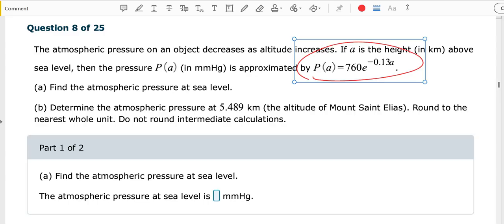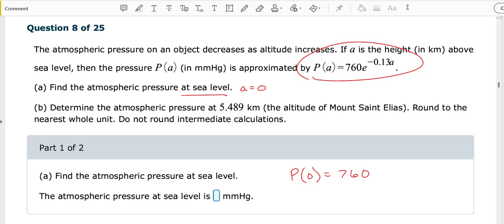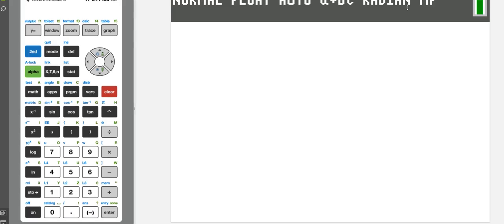Okay, A is the height above sea level. So at sea level, A is going to equal 0. So we need to find P of 0. On our calculator, we're going to type in 760 e to the negative 0.13 times 0. I get 760.